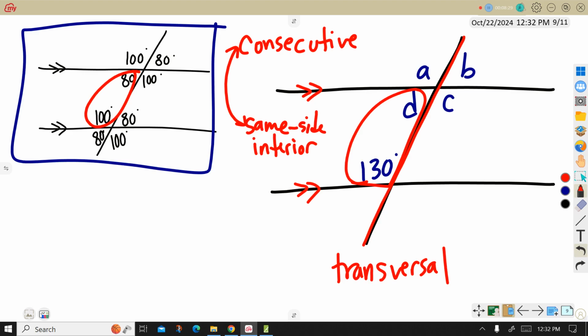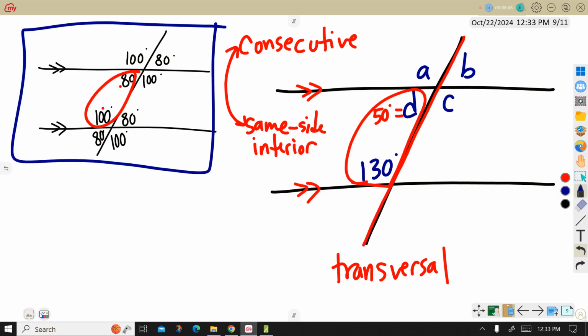In this case, we should see they're not equal, right? I don't see the same number. I see two different numbers, 180. So these two have to make a sum of 180. So that means that D must be equal to 50 degrees or I won't get 180. Okay? Well, now let's find another one.